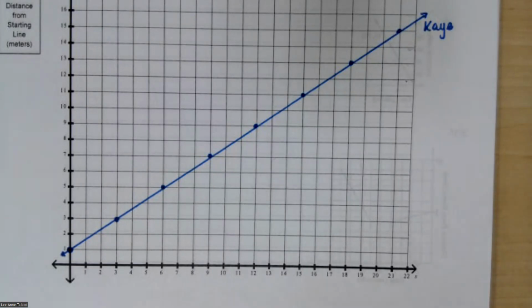She did okay. This is probably what Mrs. Talbot's line would look like. The good news is we don't need to label her equation or anything because we already put it at the top. Any questions about K?